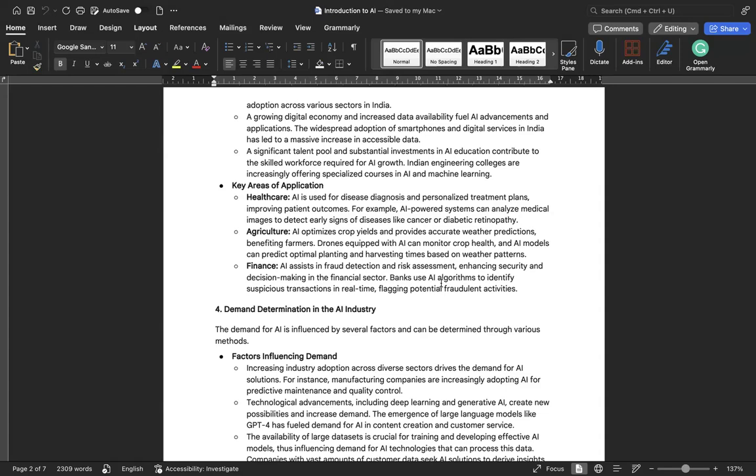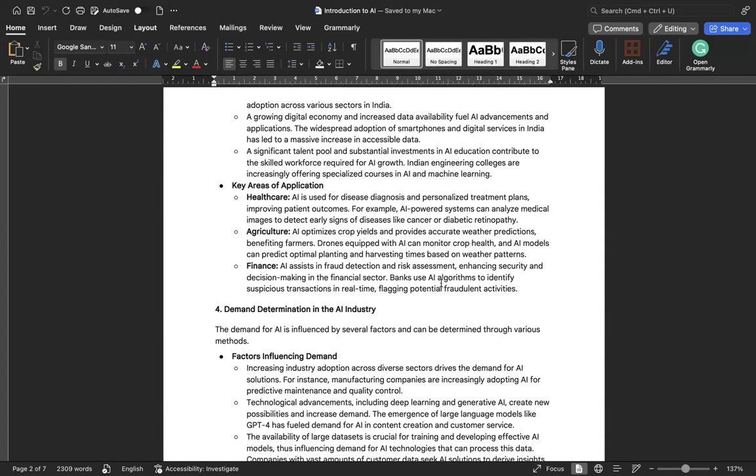That's also an application. And in the finance sector, as already mentioned, artificial intelligence assists in fraud detection and risk management, enhancing security and decision making in the financial sector. So banks use artificial intelligence algorithms to identify suspicious transactions in real time, and also flag potential fraudulent activities. In Sri Lanka too, in the finance sector, there are a few AI related applications and ongoing research as well.